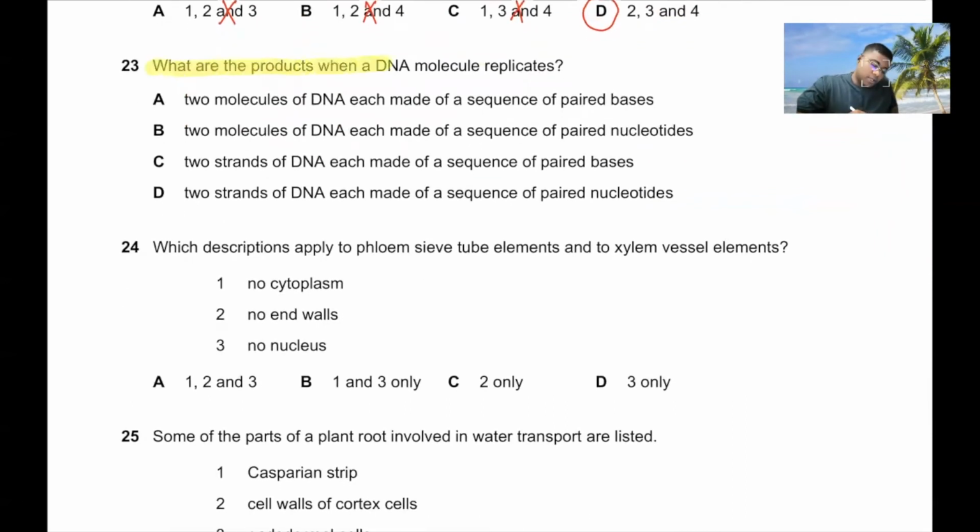What are the products when a DNA molecule replicates? Okay, so if a DNA molecule replicates, we're going to get 2 DNA molecules, that's for sure. So 2 molecules of DNA are correct, whereas 2 strands of DNA are wrong. Now, however, each made up of a sequence of paired bases, well, they're not made up of bases, they're made up of nucleotides. So each will be made up of a sequence of paired nucleotides. So option B is the correct answer.